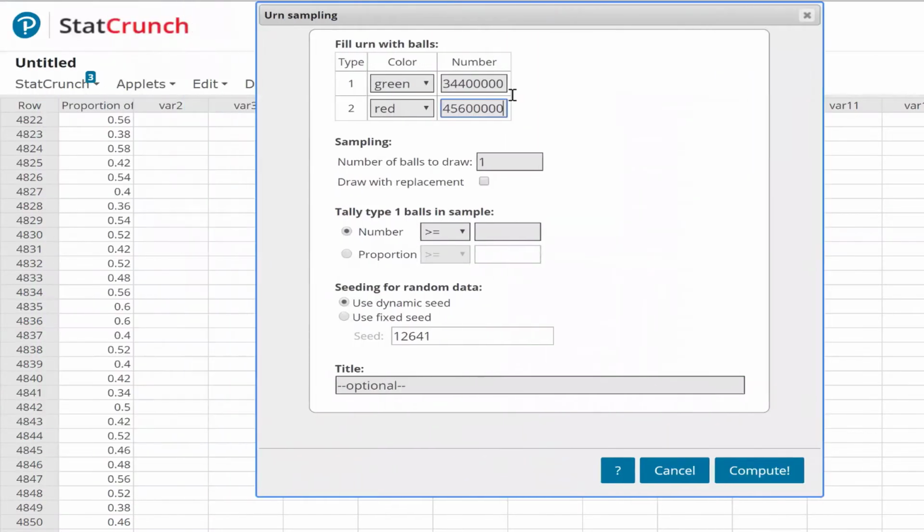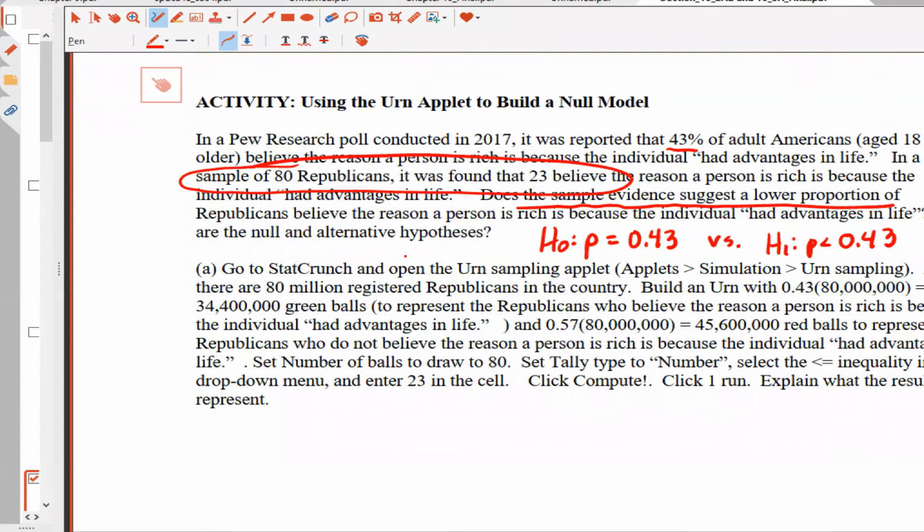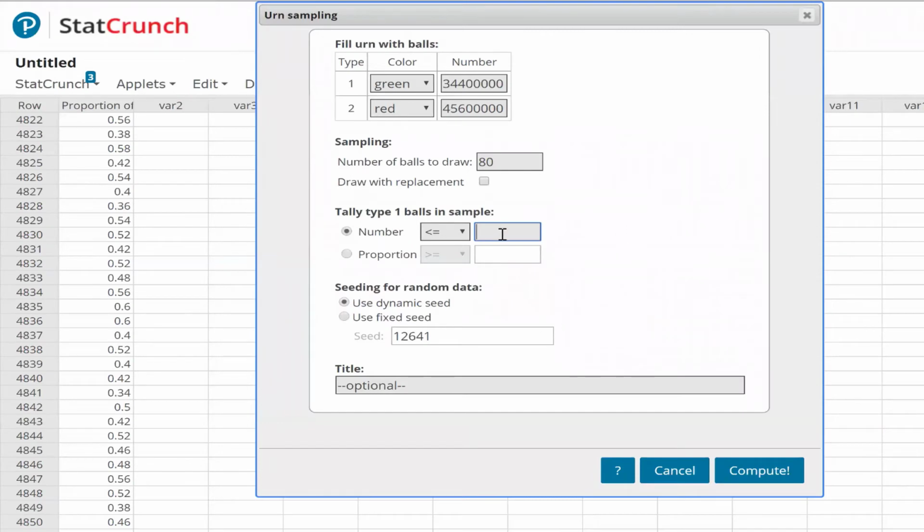Remember, our original survey surveyed 80 Republicans, and therefore we're going to draw 80 balls out of the urn. And also remember that out of the 80 in our original survey, 23 believe the person is rich because they had advantages in life. And so we're going to set this up so that the number is less than or equal to 23.